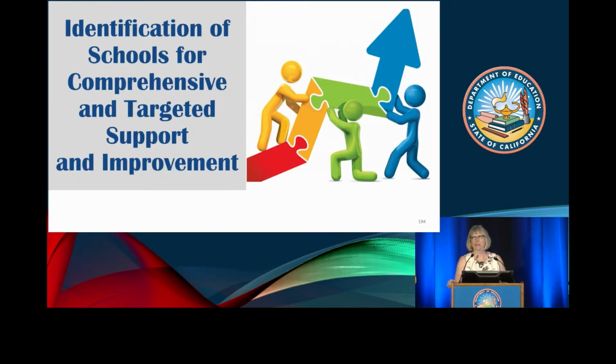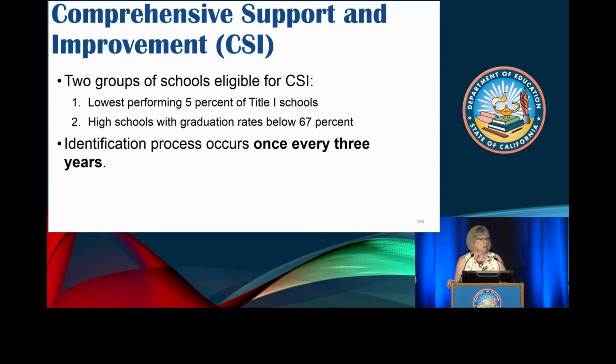Identification for schools. This is the first year we're going to be identifying schools for support under ESSA. And we have two categories. The first category is comprehensive support. And for comprehensive support, we have 2 groups of eligibility. We have the lowest performing 5% of Title I schools. This means, of course, you have to receive Title I funds in order to be identified.